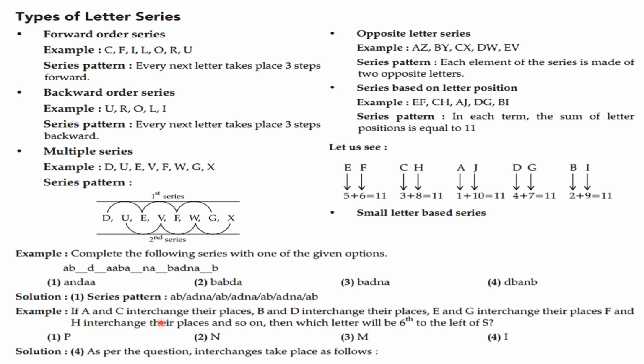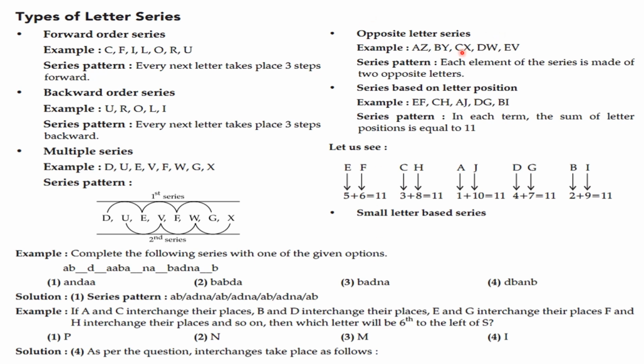If A and C interchange their places, B and D interchange their places, E and G interchange their places, F and H interchange their places, and so on, then which letter will be sixth to the left of S? Options: 1. P, 2. N, 3. M, 4. I. Solution: as per the question, interchange takes place as follows.